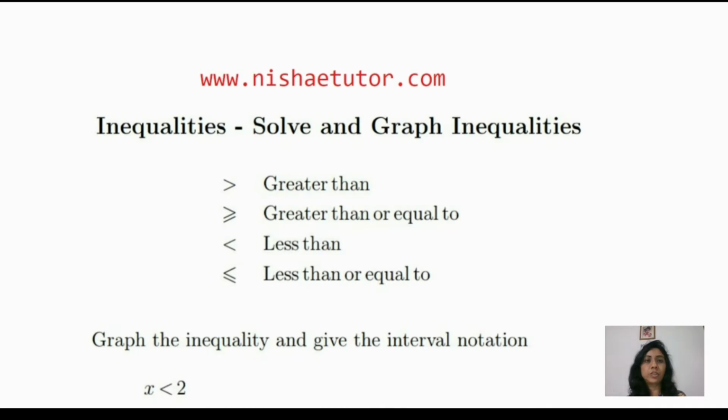In this series, we are going to learn about inequalities, and in this video, I am going to show you how to solve, graph, and give interval notation for linear inequalities.